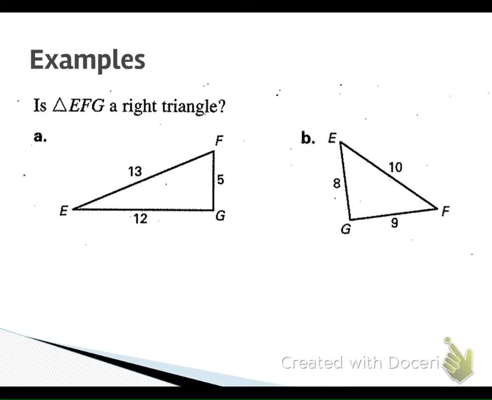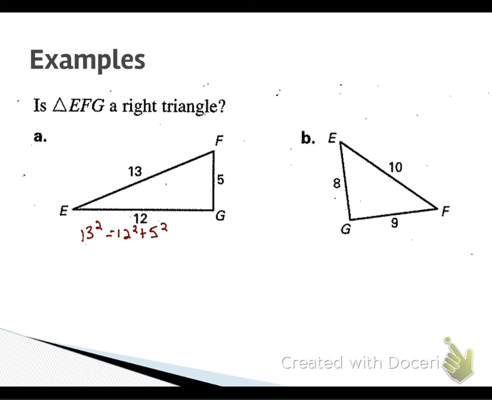Okay, so on these examples, we are seeing if they are a right triangle. And the way we do that is we see if c squared equals a squared plus b squared. We know that the c value is our longest side. So we have our longest side being what value in this picture? 13. Yep, so we have 13 squared equals 12 squared plus 5 squared.